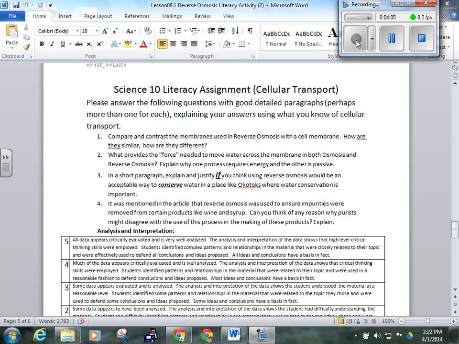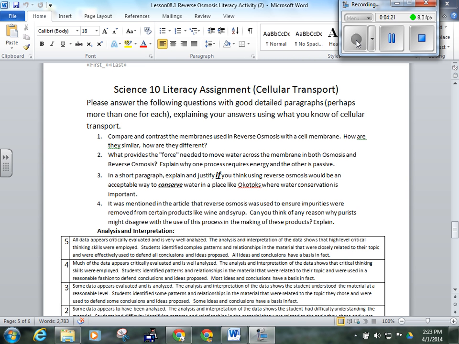Okay, we talked about osmosis in class. Osmosis is water passively moving across the membrane to balance salt concentrations. Right? There still has to be a force that draws it across. That's one of the things you need to look for in the article. And you also need to find what force is used in reverse osmosis.